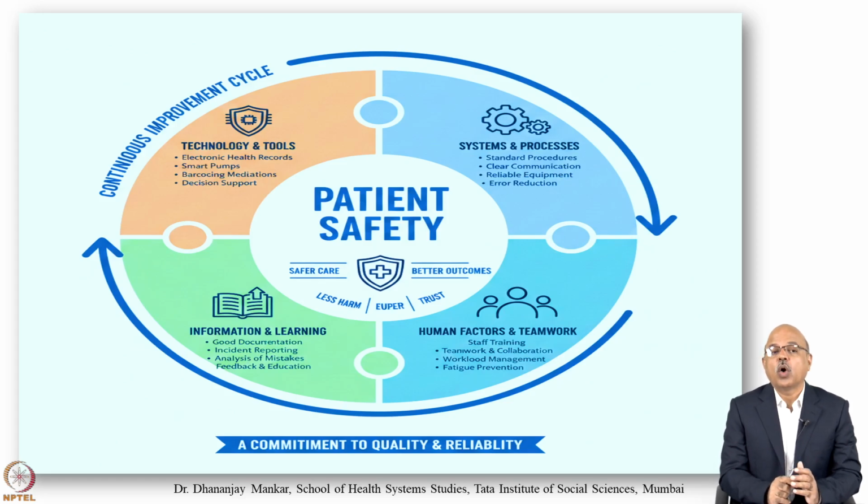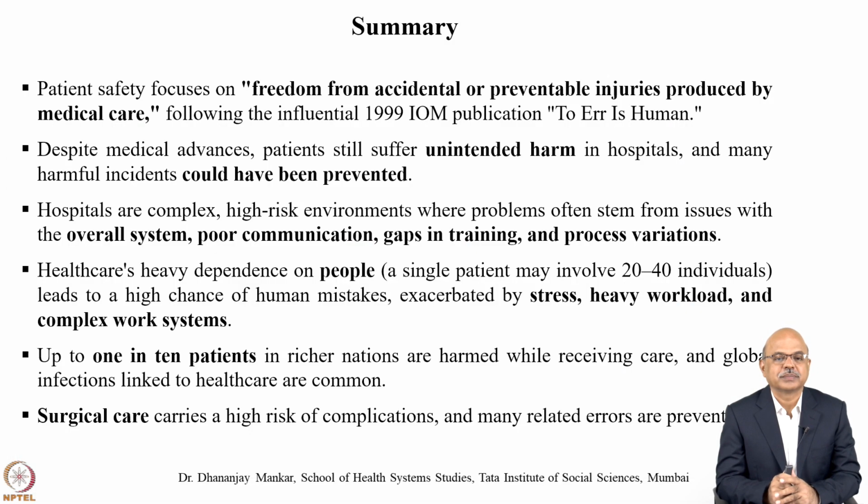Technology and tools can also help improve the continuous quality improvement cycle, through electronic health records, smart pumps, barcoding of medications, which is very important nowadays and seen as a standardized practice, and decision support. A commitment to quality and reliability is where we find that safer care, less harm, trust, and better outcomes can lead to patient safety.